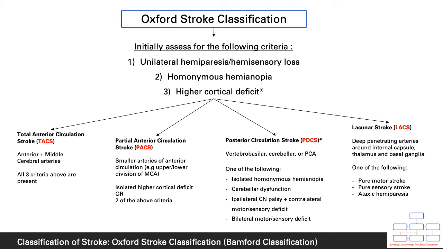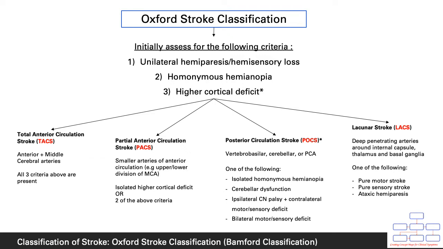In your next slide, we use the Oxford Stroke Classification. It's also known as the Bamford Classification. This classifies strokes based on the initial presenting symptoms, and using this classification, you initially assess for the following three criteria: unilateral hemiparesis or hemisensory loss, homonymous hemianopia, and higher cortical deficit.